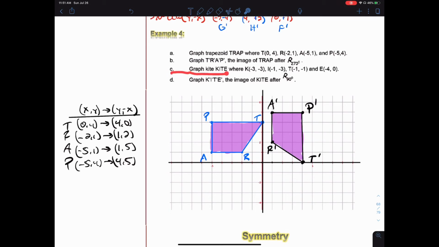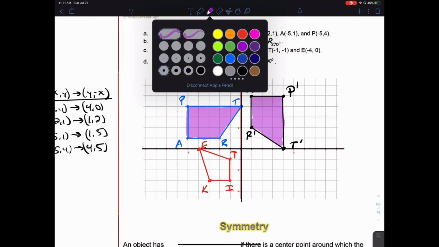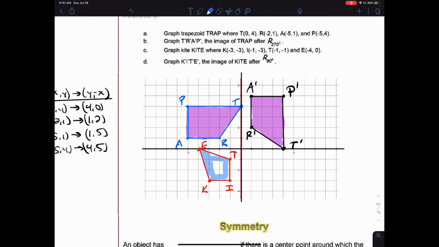C, graph kite, K-I-T-E. So let's do that. K is negative 3, negative 3. It's right here. That's where we're going to put K. I is negative 1, negative 3. T is negative 1, negative 1. And E is negative 4, 0. We're supposed to rotate it 90 degrees.